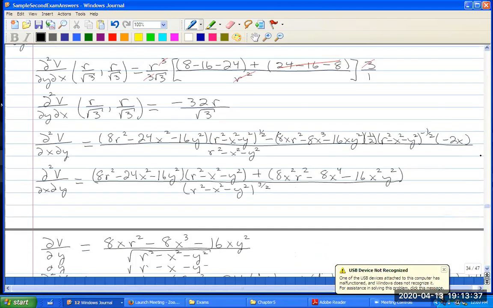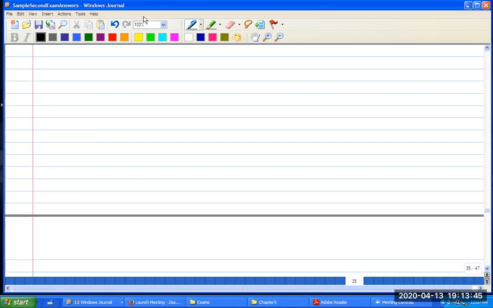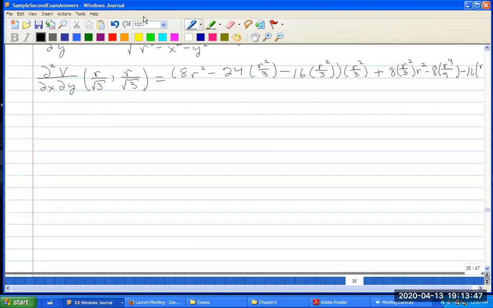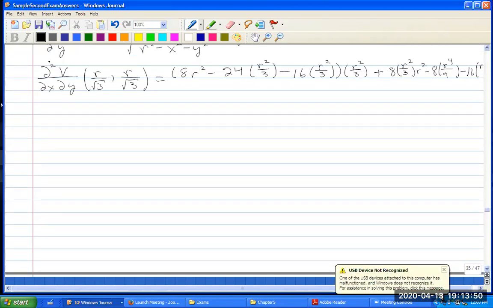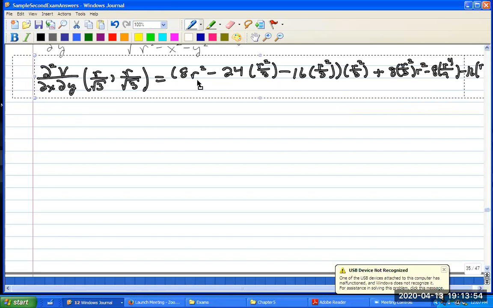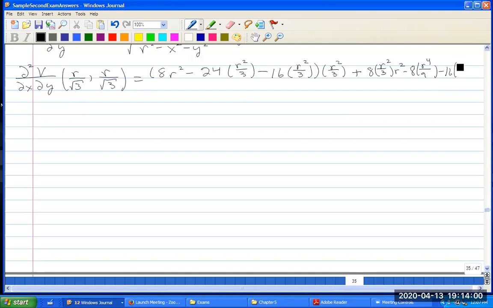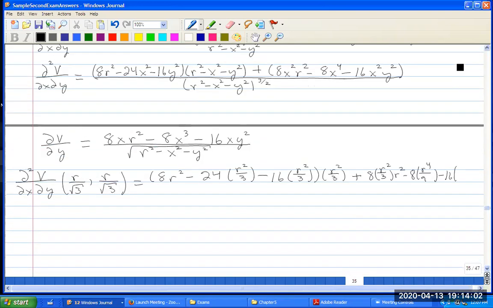I need more room because that doesn't allow me to write in that location. Okay, come on, get back control. There it is. Okay, so let me move this. R squared over 3. R to the, let me just check. I think that was r to the 4th over 9. That was an r to the 4th over 9.